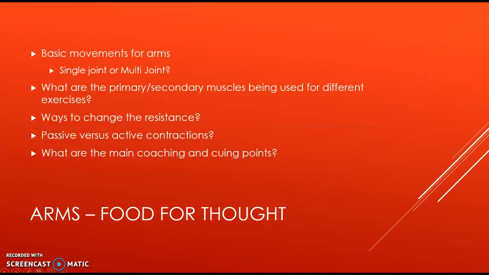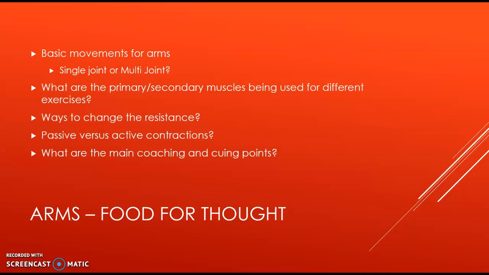I did provide a little food for thought for you guys here, and I'm doing this on a quick, maybe 5 or 6 slide presentation. I'm going to jump out to YouTube just to go over some exercises, and you'll see some of these in Blackboard. So when you look at basic movements for the arm, and you start to go through this as a movement practitioner, start to evaluate: are the exercises we're talking about single joint or multi-joint? Further, with each exercise, what's a primary or secondary muscle group being used for the different exercises?